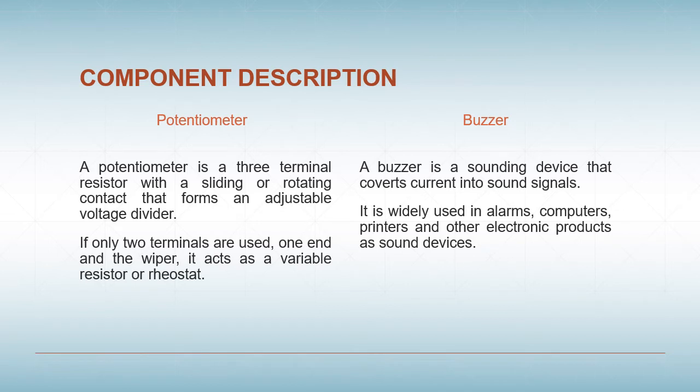Potentiometer. A potentiometer is a three-terminal resistor with a sliding or rotating contact that forms an adjustable voltage divider. If only two terminals are used, one end and the wiper, it acts as a variable resistor or rheostat.